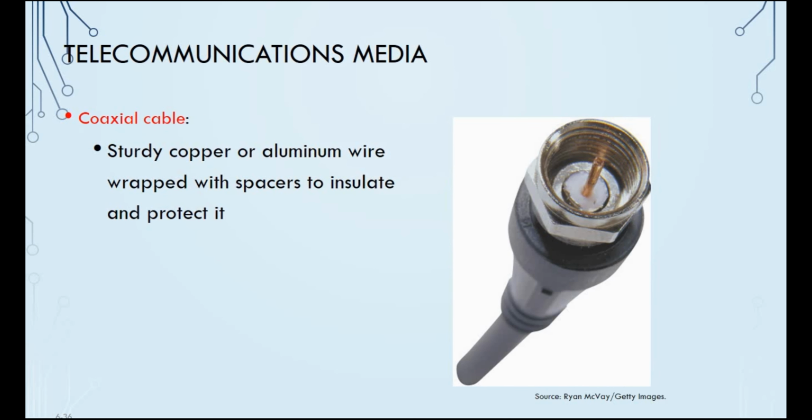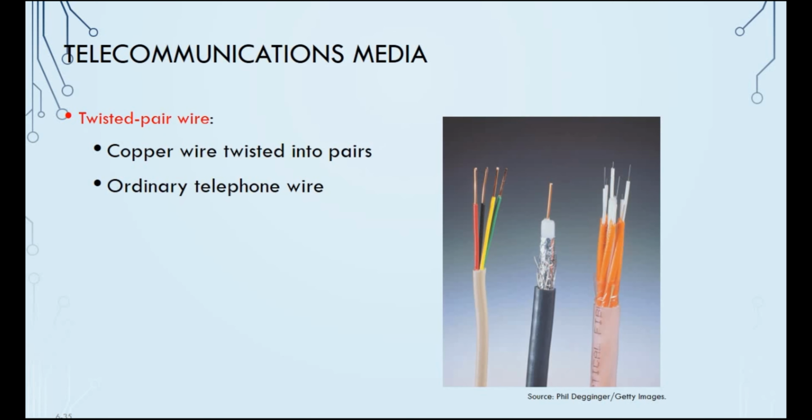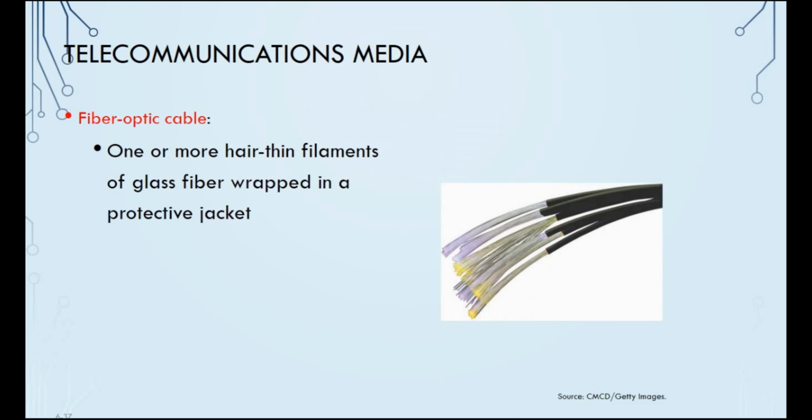So the coaxial cable is from 200 million bits to over 500 million bits per second, while twisted pair, which is commonly used, has transmission speeds from 2 million bits per second for unshielded and 100 million bits for shielded.